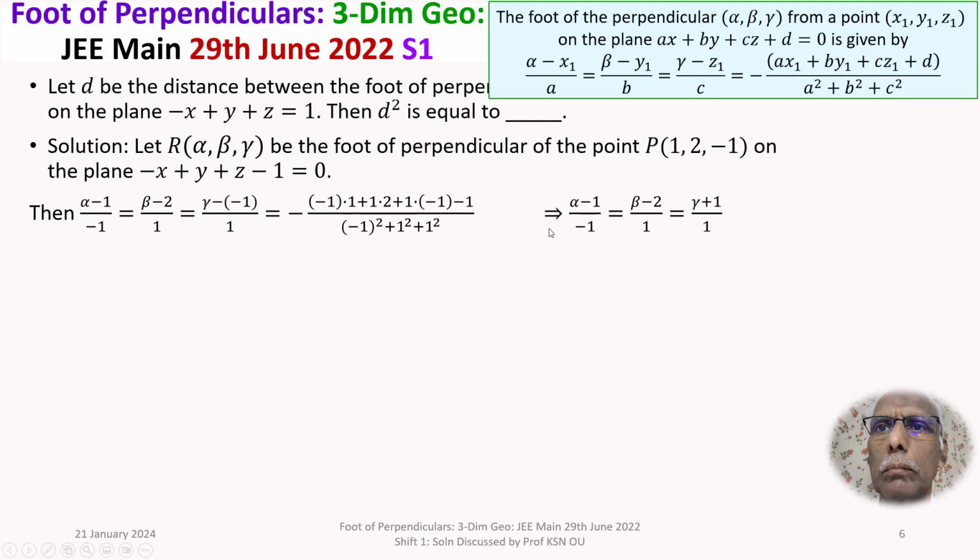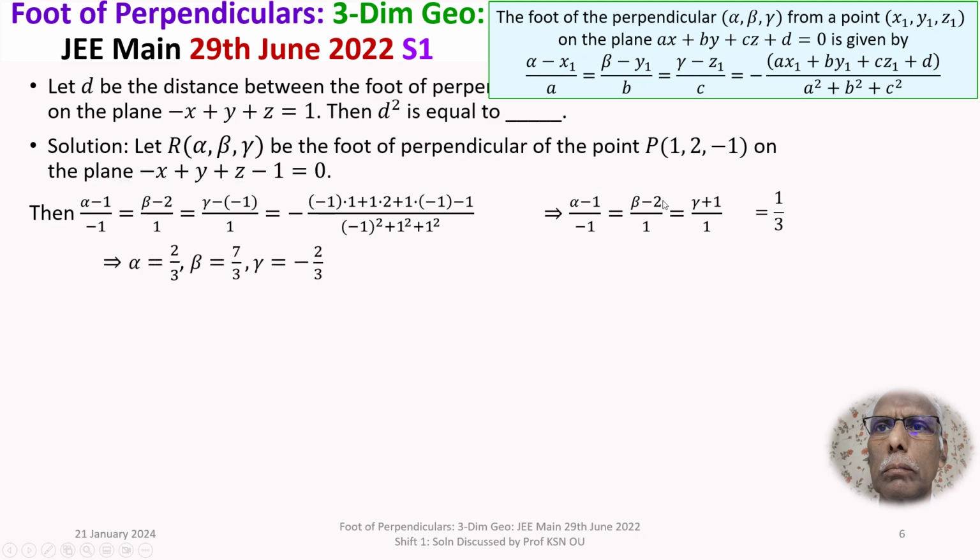That is (alpha - 1)/-1 = (beta - 2)/1 = (gamma + 1)/1, since gamma minus of -1 is gamma plus 1. And when you compute this, you will get 1 by 3. Now (alpha - 1)/-1 is equal to 1 by 3, then alpha minus 1 is equal to minus 1 by 3, alpha is equal to 1 minus 1 by 3. That is, alpha is 2 by 3.